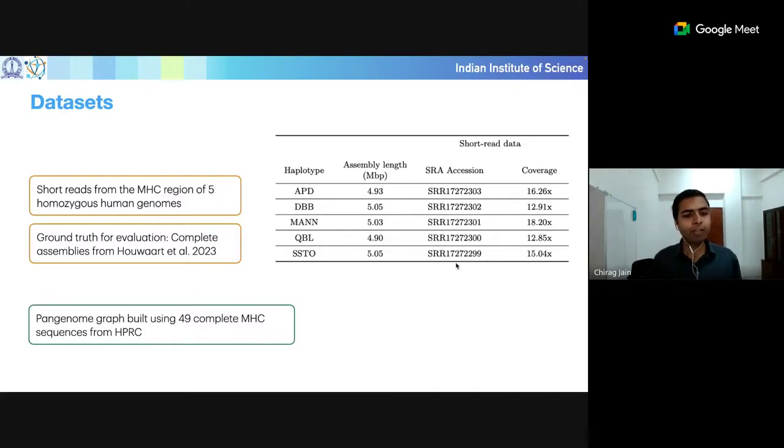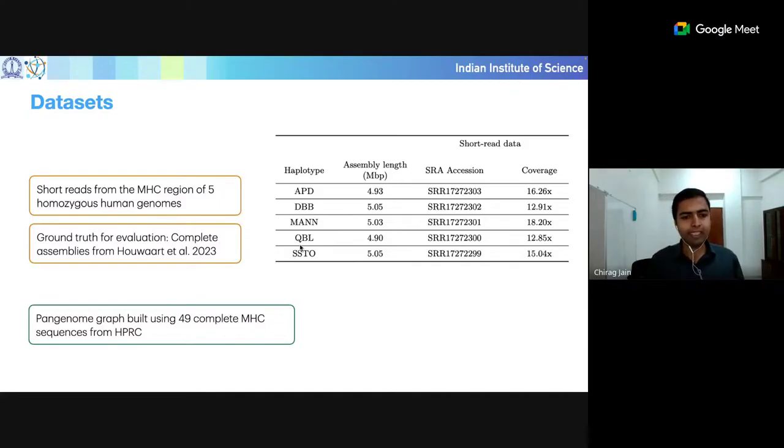As a pangenome graph, we are using a graph constructed from 49 complete MHC sequences that are available from the HPRC consortium. And these 5 haplotypes that are part of the test framework are not part of the pangenome graph, because that would imply that the problem would be much easier. So these 5 haplotypes are not part of the pangenome graph.